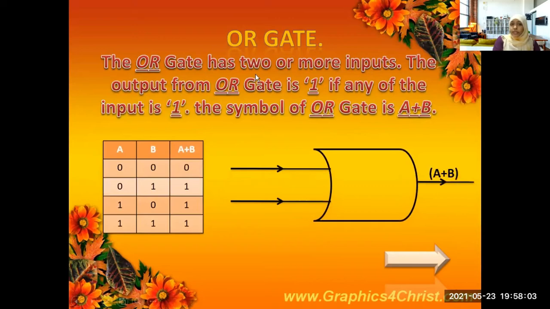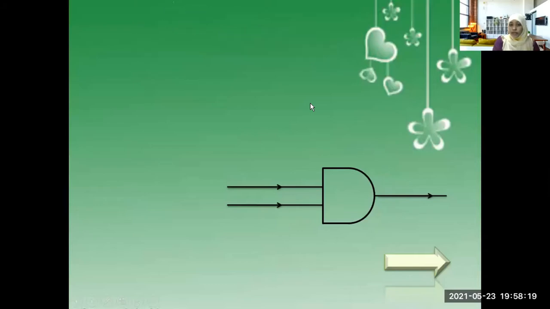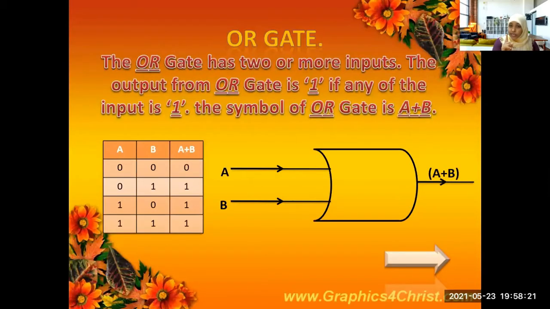Okay. OR gate. Understand it very carefully. The OR gate has 2 or more inputs. In an OR gate, you can input 2 or more inputs. There should be 2 inputs or more than 2 inputs in an OR gate. The output from an OR gate is 1 if any of the inputs is 1.